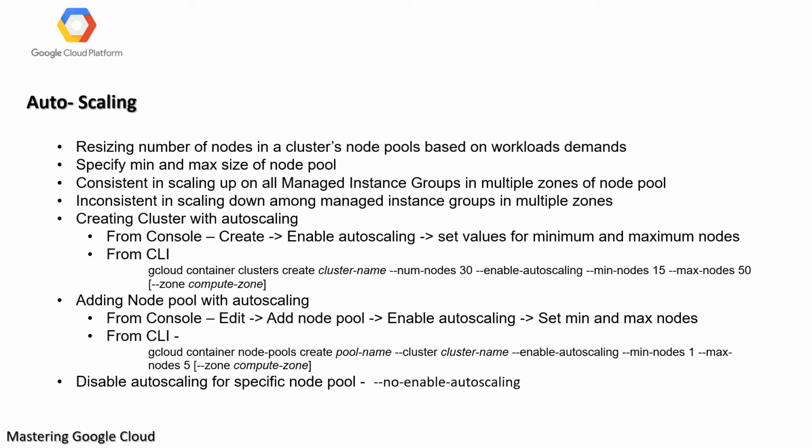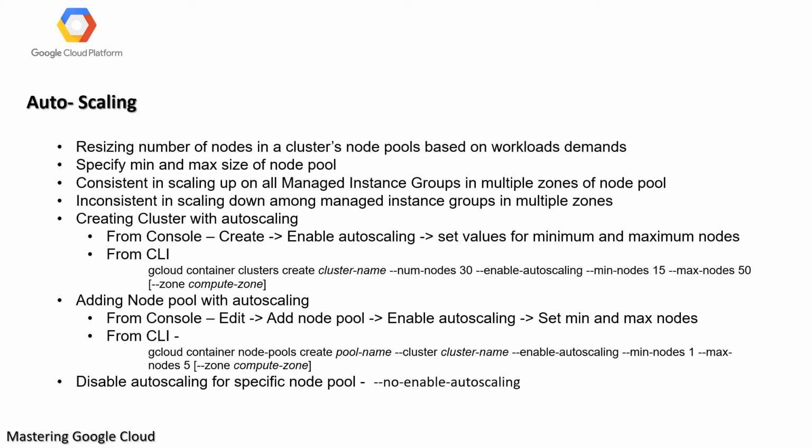You don't need to manually add or remove nodes or overprovision your node pools. Instead, you specify a minimum and maximum size for your node pool, and the rest is automatic. Important point to note, do not enable Compute Engine autoscaling for managed instance groups for your cluster nodes. GKE's cluster autoscaler is separate from Compute Engine autoscaling.